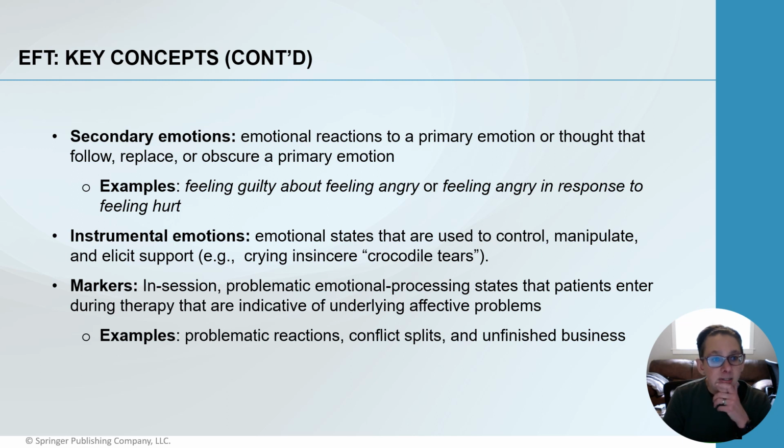So secondary emotions are emotional reactions to a primary emotion or thought that follow, replace, or obscure a primary emotion, like feeling guilty about feeling angry, or feeling angry in response to feeling hurt. So really, why am I feeling this way? How do I feel this way? Really understanding why you feel a certain way.